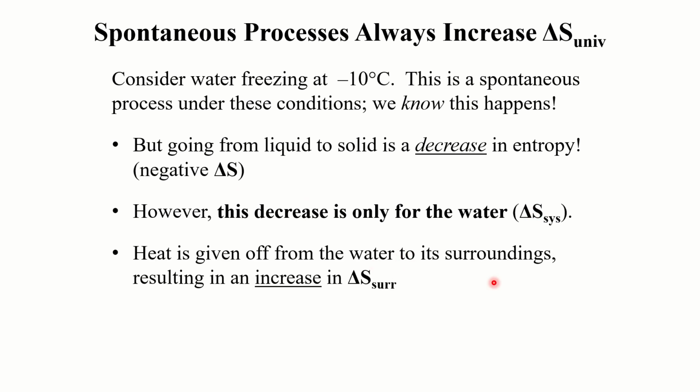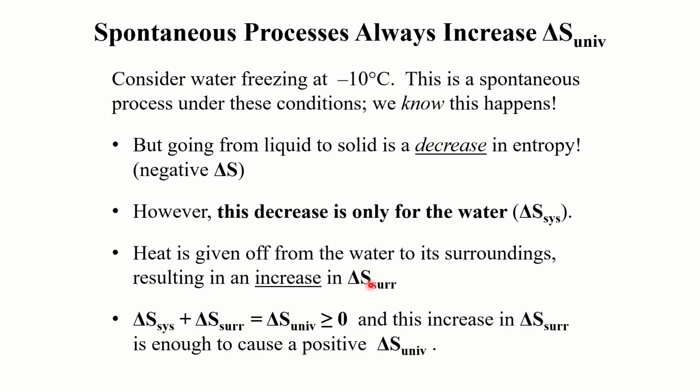However, heat is given off by the water to the surroundings, which will result in an increase in the entropy change of the surroundings. And again, remember that delta S system plus delta S surroundings is always greater than or equal to 0. So this increase in the entropy of the surroundings must be enough to get this value to 0, but more than likely it's enough to cause a positive change in entropy for the universe.